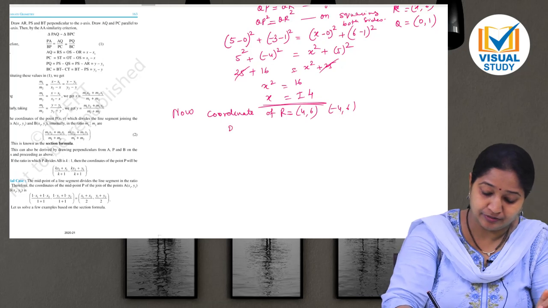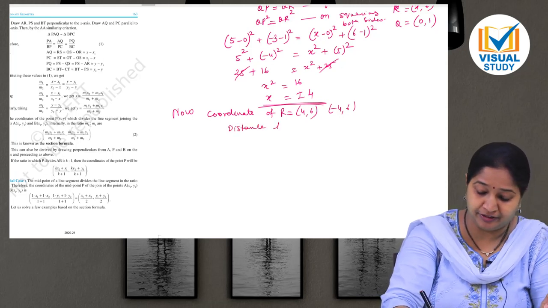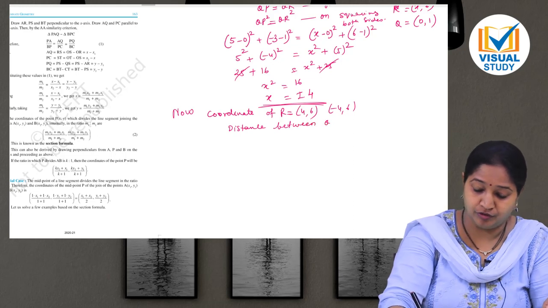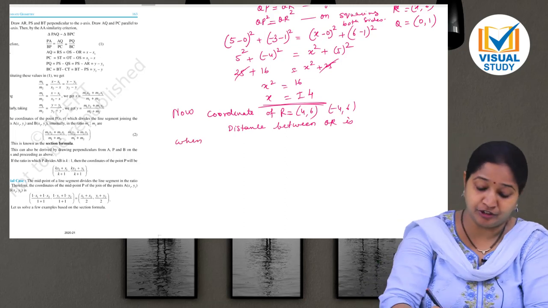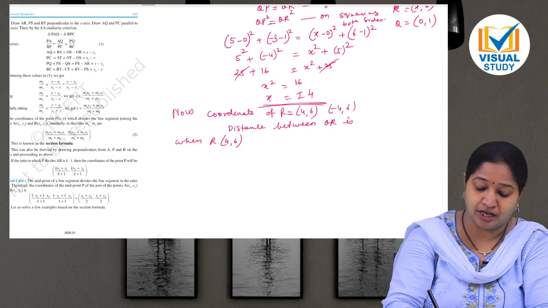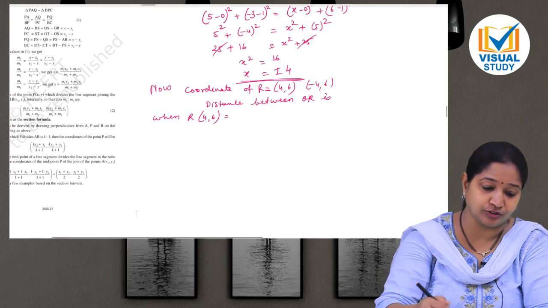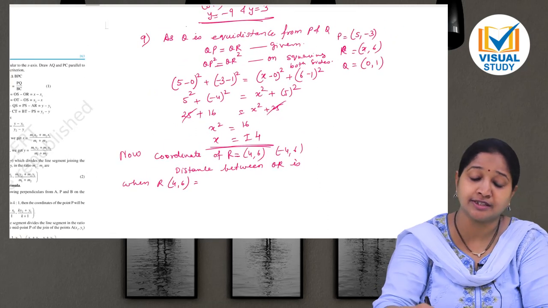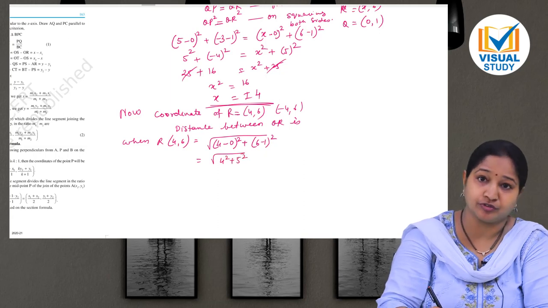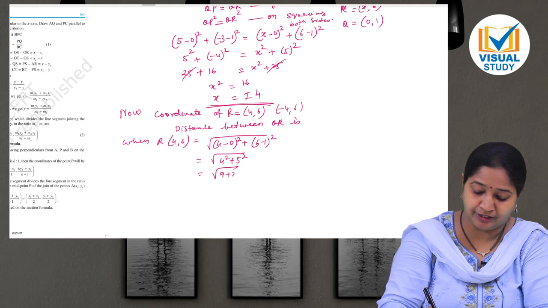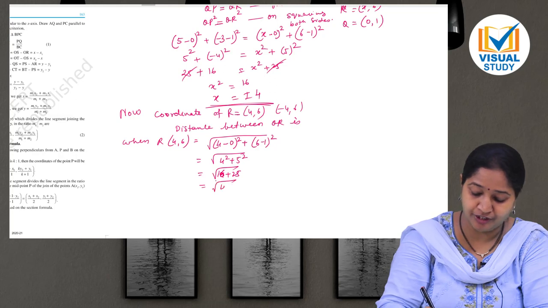So the distance between QR, what will be your distance? I'll write here step by step, then you can understand it. When your R is (4, 6), what is the distance between QR? What was the Q point? (0, 1). That is (4 minus 0) whole square plus (6 minus 1) whole square, that is 4 square plus 5 square, and you get 16 plus 25, that is 41 units.